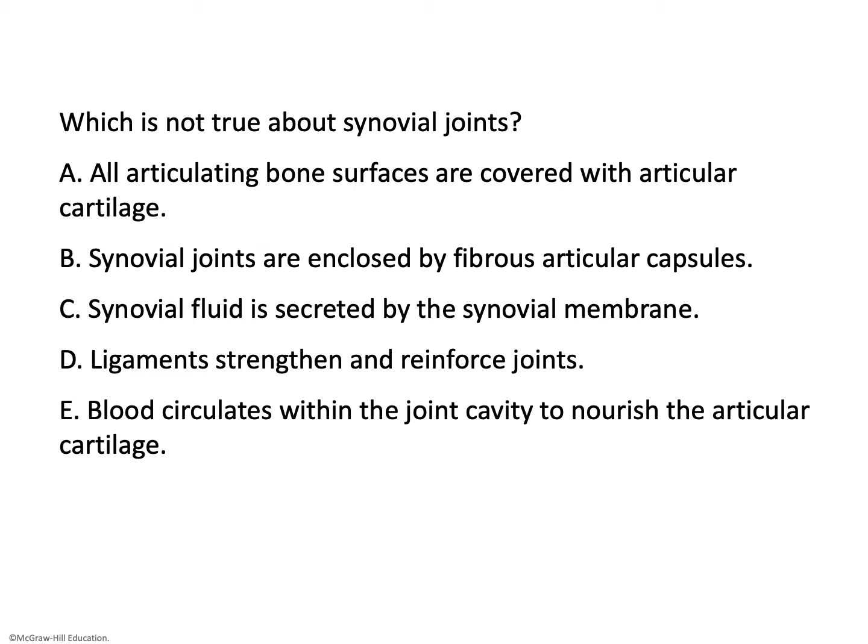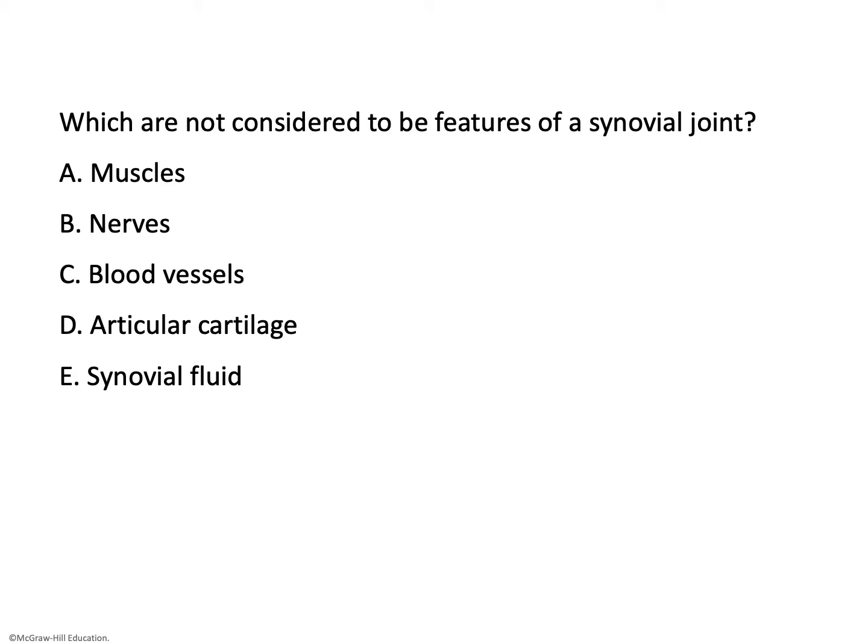You will have blood vessels associated with a joint, but blood circulating within the joint cavity would probably be a cause for alarm. There should only be synovial fluid there. Which are not considered to be features of a synovial joint? They will have nerves, they will have blood vessels, just not secreting blood into the cavity. There will be articular cartilage, and there will be synovial fluid. We don't usually clump muscles into synovial joints, so muscles aren't a part of a synovial joint.